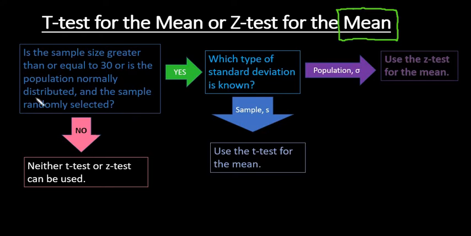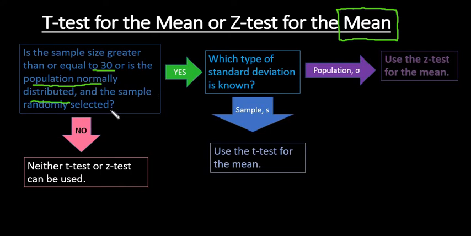Okay, so the first box right here is where you're going to start. Both of these conditions have to be true to use either the t-test or the z-test. So the first thing you want to ask yourself is, is your sample size greater than or equal to 30? Or does it come from a normally distributed population? One of those two conditions must be true in order to move on. If the answer to either of those is no, then you cannot continue.